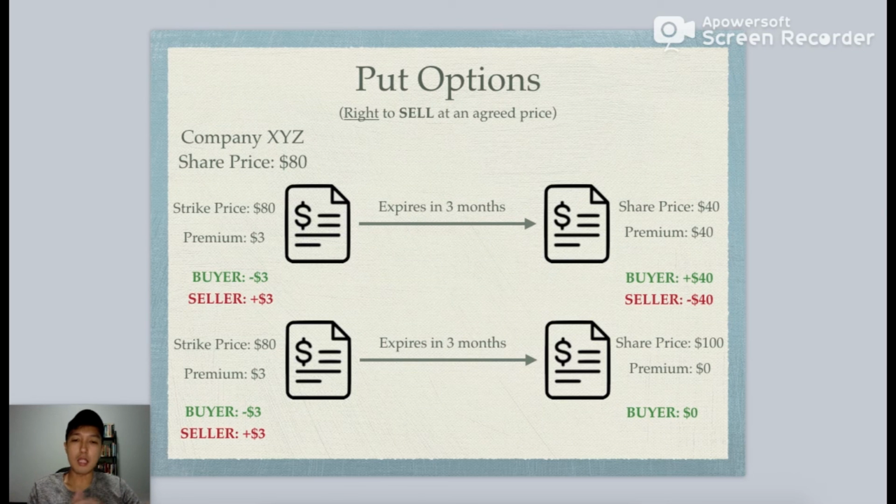Okay, how about the seller? The seller upfront will have collected $3. Alright, at the end of the expiry, the share price went up, the contract becomes worthless, there's nothing to do with the seller, you don't make or lose any money, but at the end of the day, net when you calculate your P&L, the seller actually gained $3 in total.